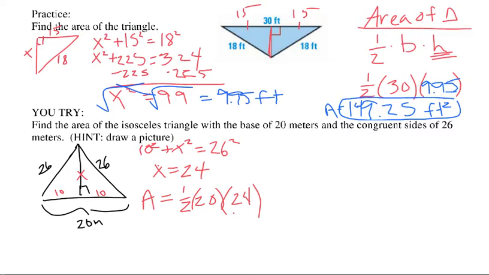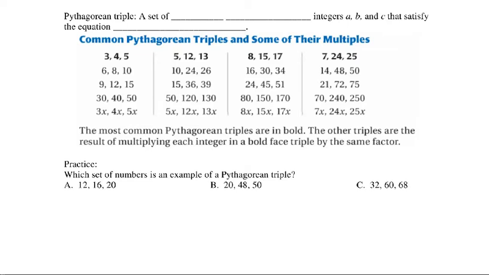A Pythagorean triple is a set of three positive integers, a, b, and c, that satisfy the equation a squared plus b squared equals c squared. This list right here is just a huge list of all the different possibilities. The main ones that you could possibly see are the ones that are in bold. So go ahead and put a star by each of those. Those are the most common ones you could possibly see.